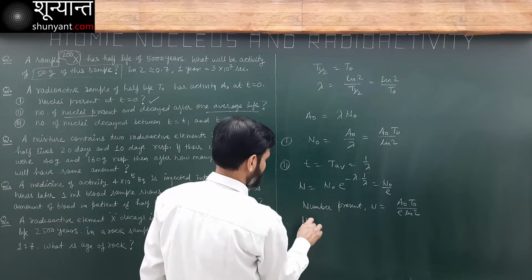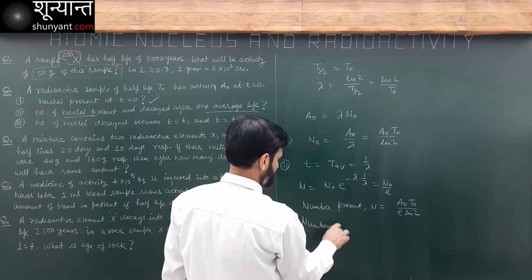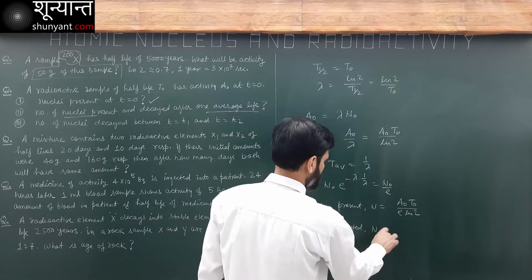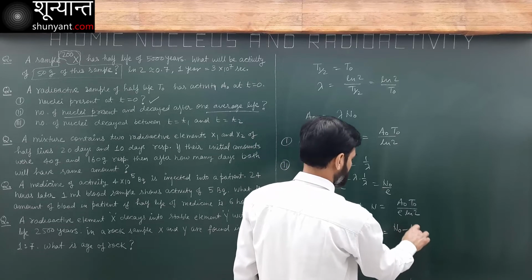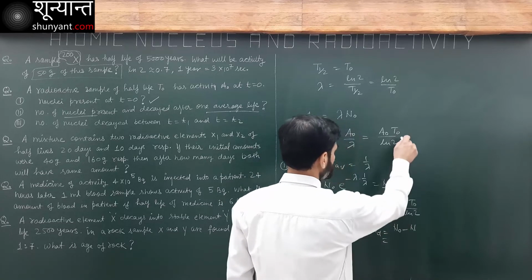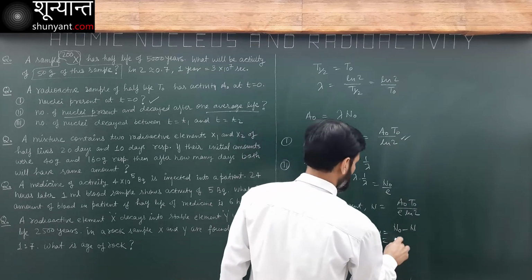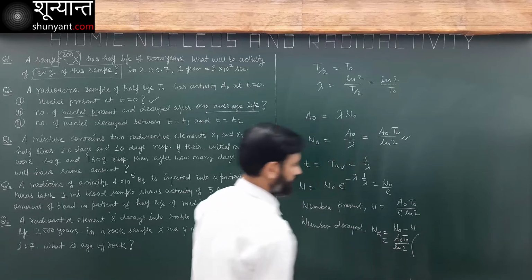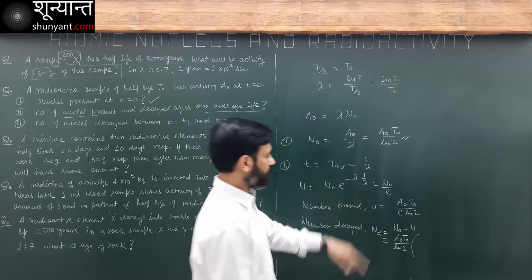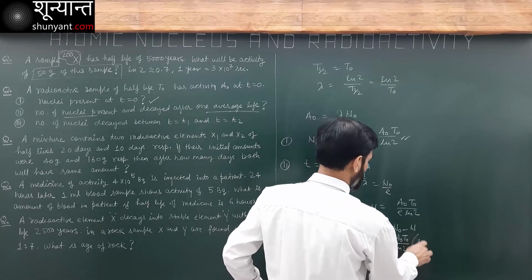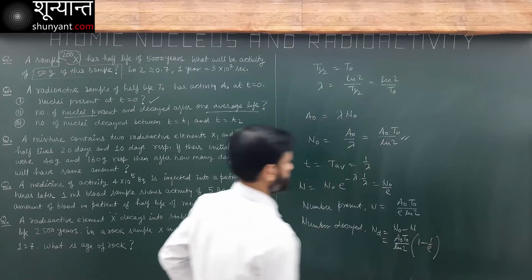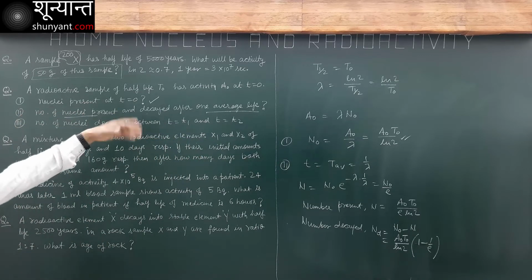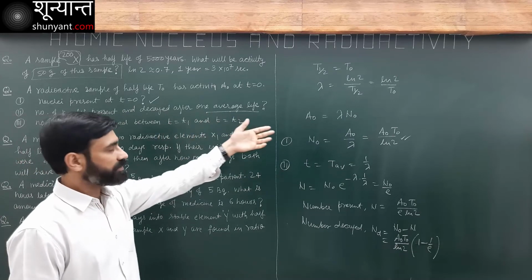Now the number decayed is the initial number minus the number present. So I can take out the common factor. It is A naught t naught over ln2 times N naught minus, 1 minus 1 over e. That is the number of nuclei present and decayed after one average life. One average life is 1 over lambda.